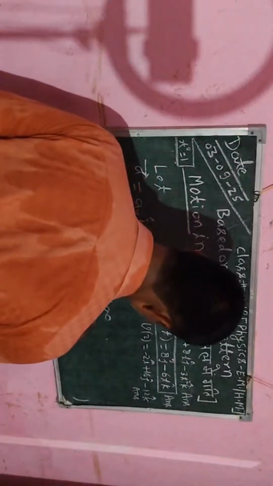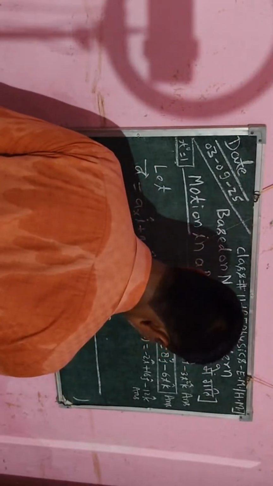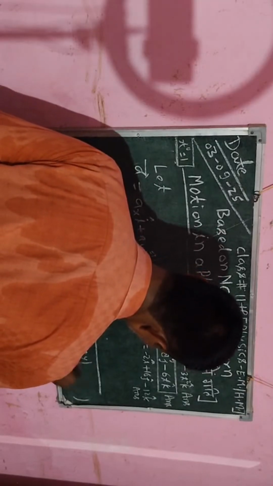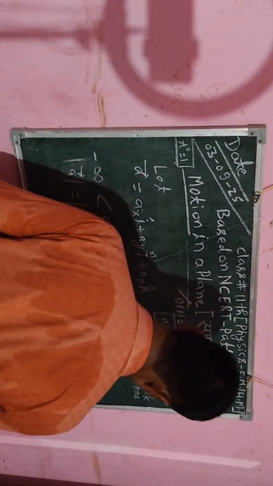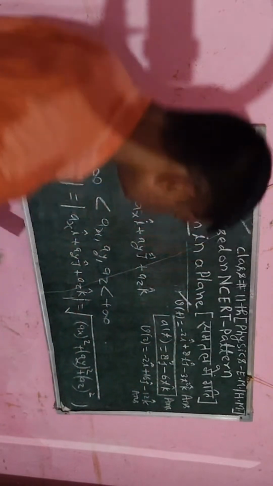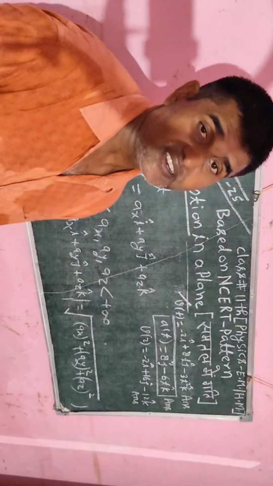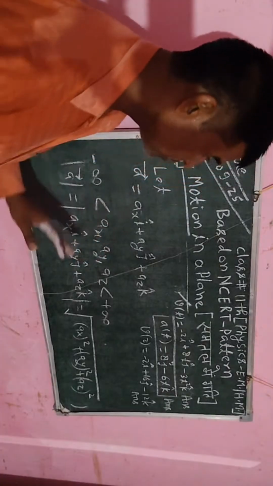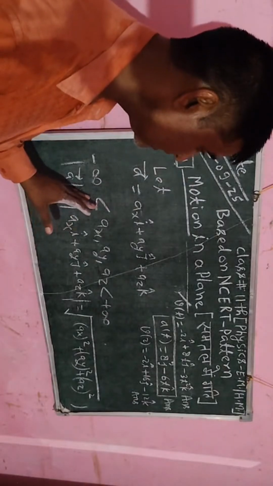Its magnitude will be ax whole square plus ay whole square plus az whole square. So this is the formula for a general vector for getting the magnitude.